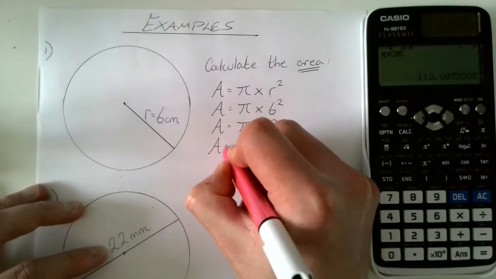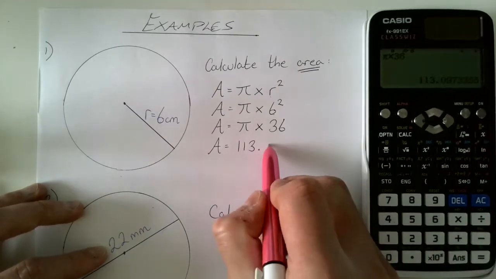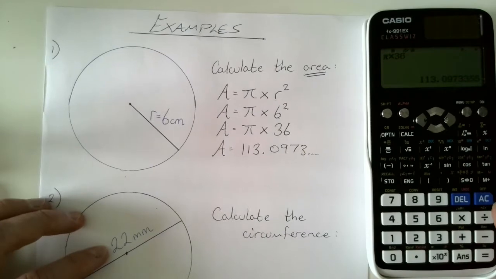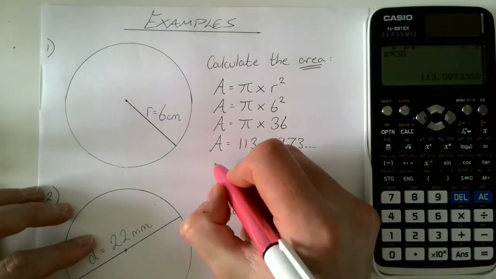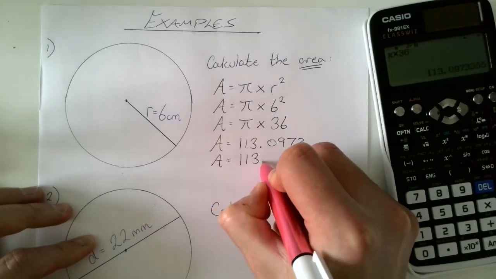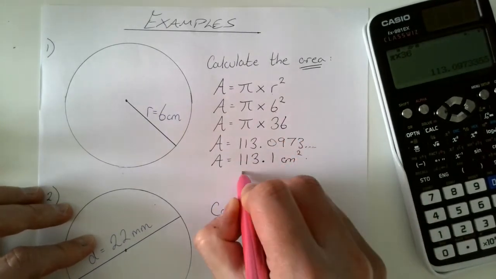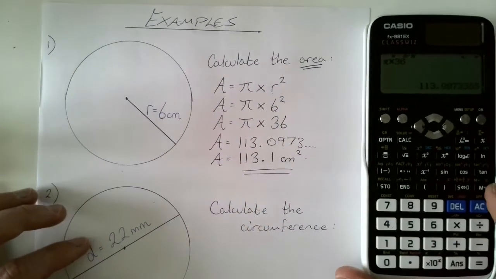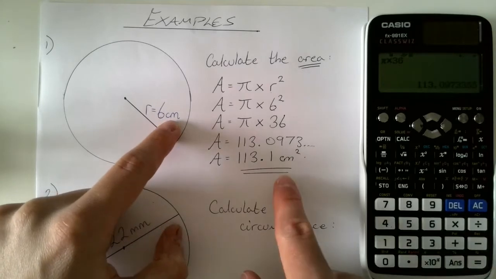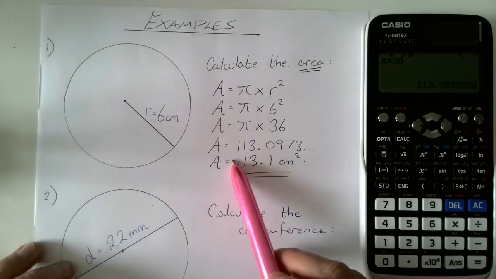And it says that the area is 113.0973 and so on. Now if I rounded that, let's round it to one decimal place, I'm going to get 113.1 centimeters squared. And that centimeter squared is really important because it's an area. So my units are in centimeters, so the area will be in centimeters squared. And this is the answer for example one.